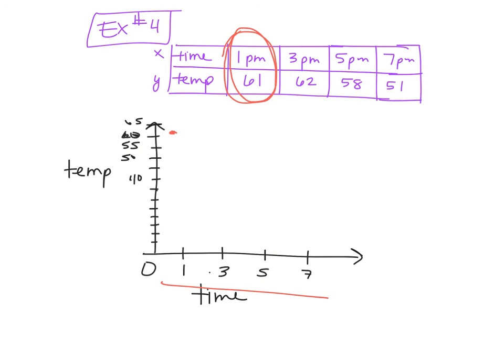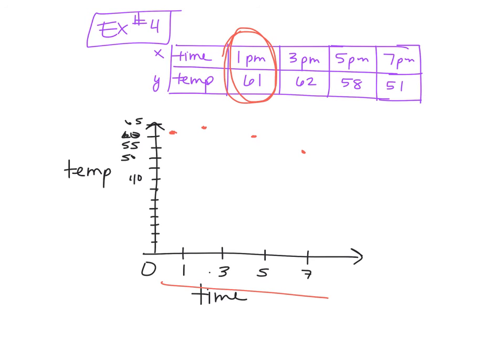Then you go to 3 p.m., it would be 62 degrees. That's barely above our other one. Okay, at 5 p.m., my spacing here is not great. It would be 58, so that's going to be a little bit below again. And then at 7 p.m., it's 51. So here's my question. Is that our graph?